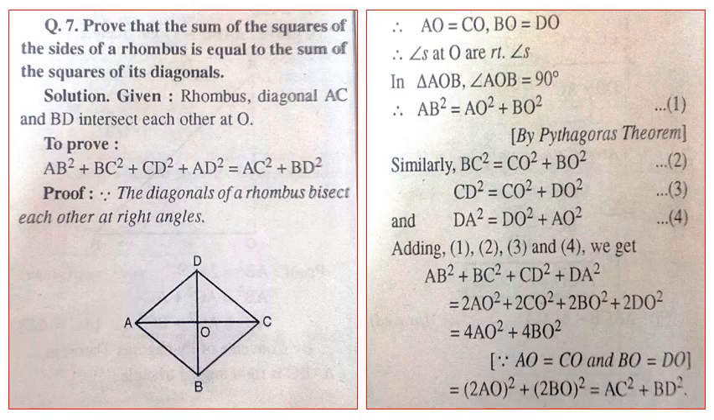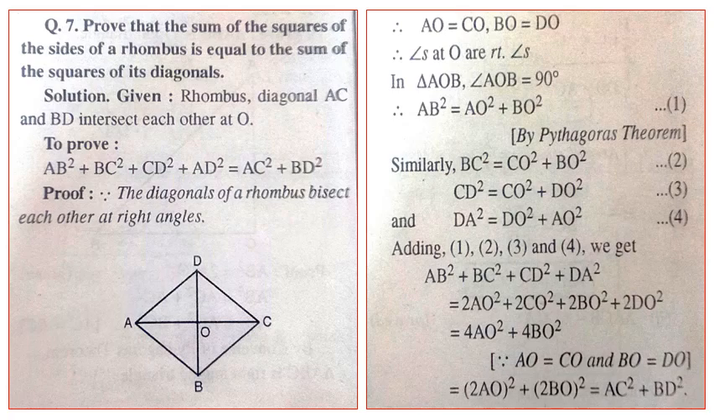Question number 7. Prove that the sum of the squares of the sides of a rhombus is equal to the sum of the squares of its diagonals. It means in a rhombus, we have to prove that sum of the squares of its sides is equal to sum of the squares of its diagonals.